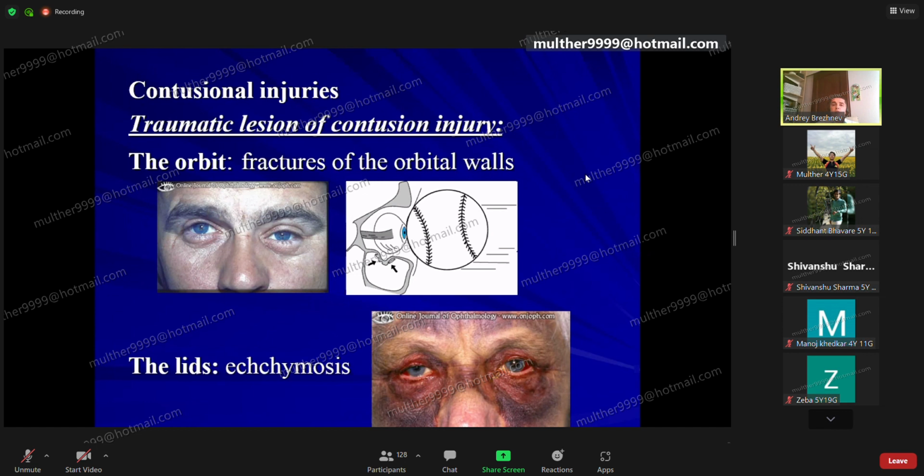And in this case, it's a real question: who should treat such patients, an ophthalmologist or a neurosurgeon? Because the risk of severe, vital complications is rather high in this case.